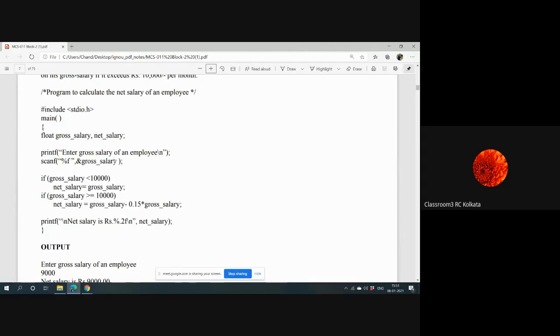If I give a variable a value, that value is posted in the address of that variable. That's why you are using this ampersand operator. If I write gross salary without this ampersand operator, what type of error may come? Tell me. Without the ampersand, the compiler is unable to go to the address of gross salary. It should know where gross salary is situated.